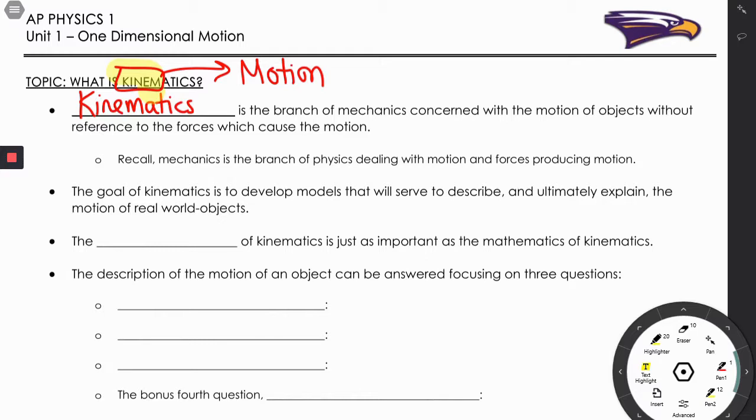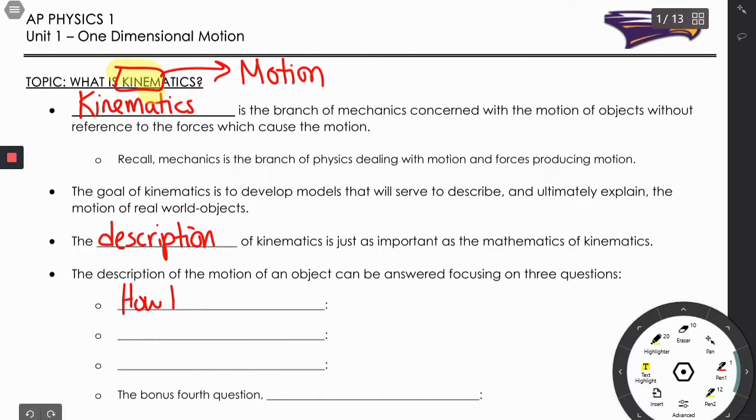And now the goal of kinematics is to develop models that will serve to describe and ultimately explain the motion of real-world objects. And so what we're going to look at are cars traveling, balls rolling, objects falling, okay? But understand that, yes, physics is a mathematical science, but the description of that physics, or kinematics, is just as important as being able to solve it. And so when you think about kinematics, there's really four questions that you need to answer.